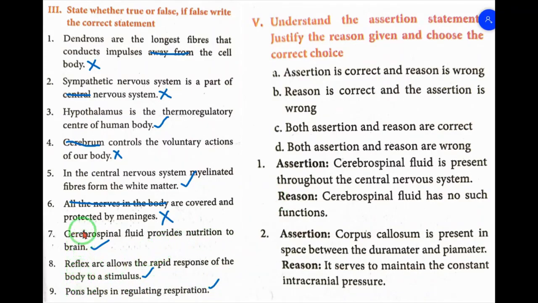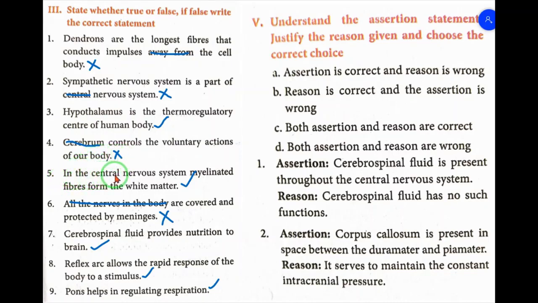Dendrons are the longest fibers that conduct impulses away from the cell body. Wrong. Correct answer is towards the cell body. Number 2. Sympathetic nervous system is a part of central nervous system. False. Correct answer is autonomous nervous system. Number 3. Hypothalamus is the thermoregulatory center of human body. True. Number 4. Cerebrum controls the voluntary actions of our body. False. Correct one is cerebellum.